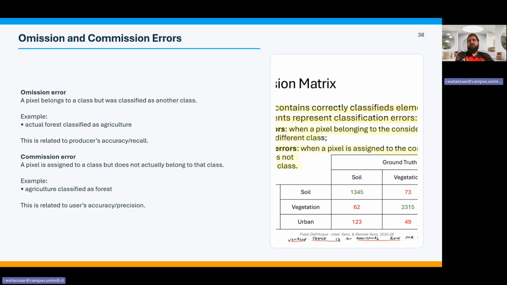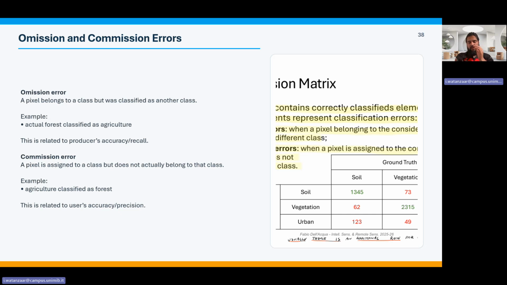In this case, we know about the pixel. This pixel belongs to the soil class, let's suppose, but a mistake happens here: it is assigned to another, random class. So it is a mistake. For example, an actual forest classified as agriculture. The omission error is exactly related to the producer's accuracy, which is recall.